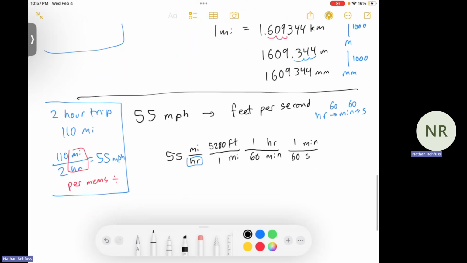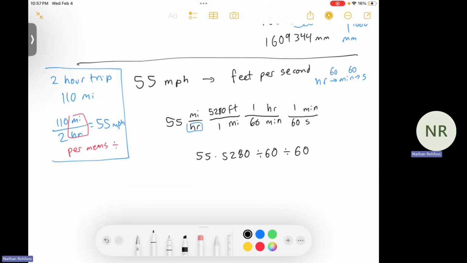Okay, in our calculator, we can ignore the ones. We need to do 55 times 5,280 divided by 60 and divided by 60 again. Now, you also know that to multiply fractions, you multiply all the numerators and multiply all the denominators. So another way to get this same answer is 55 times 5,280 divided by 3,600. And that's because 60 times 60 is 3,600. So there are 3,600 seconds in an hour.